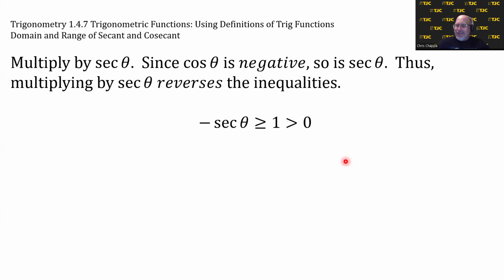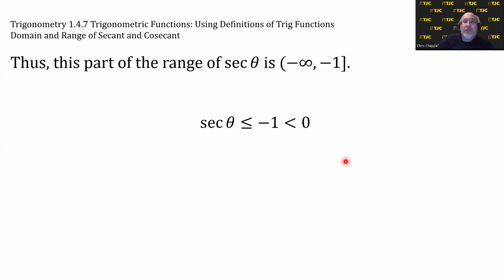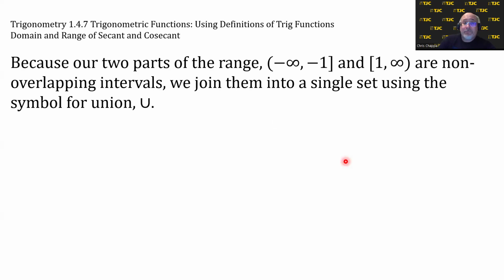But we want to know about secant theta, not negative secant theta. So we need to fix the negative. So we multiply everything by -1. But this will reverse the signs again. So the secant theta will become positive, the 1 will become negative, 0 will stay the same, and all the signs will turn around, and it looks like that. And this gives us the other half of the range of secant of theta. It's from negative infinity to negative 1, closed on the negative 1.